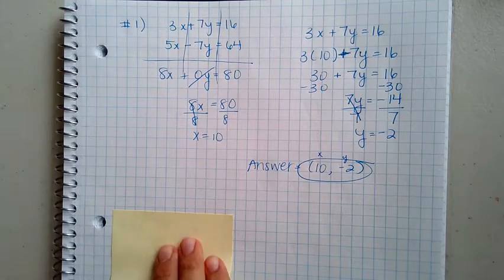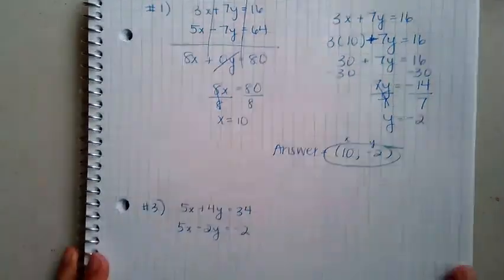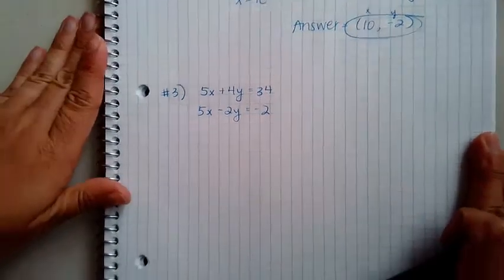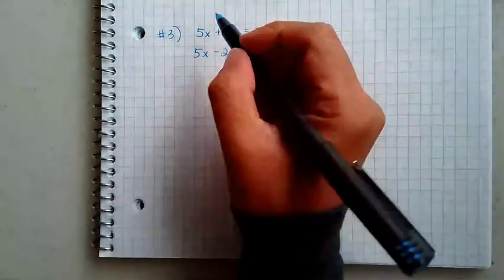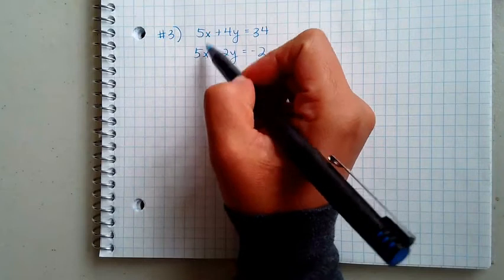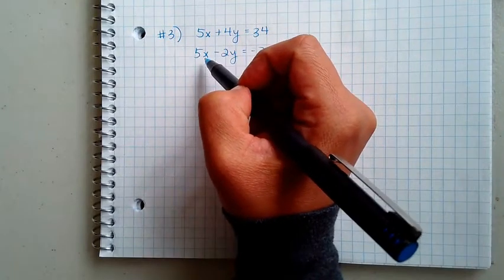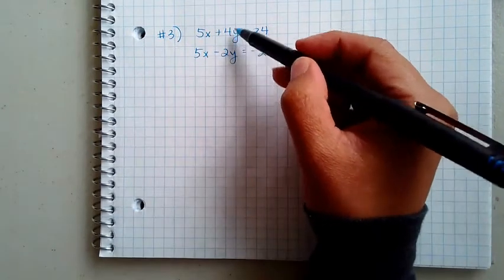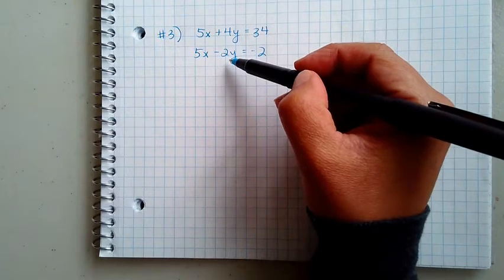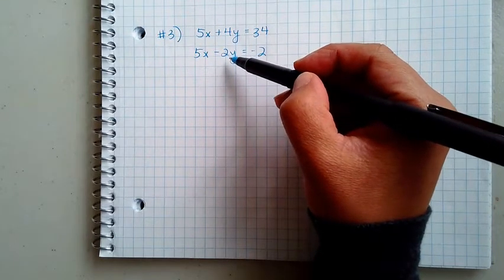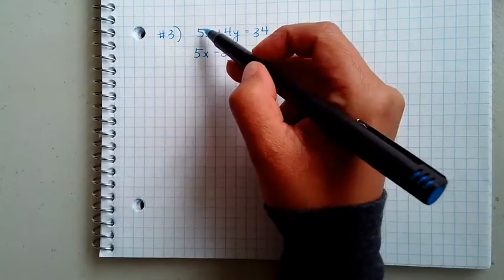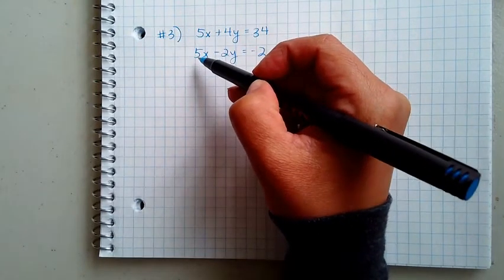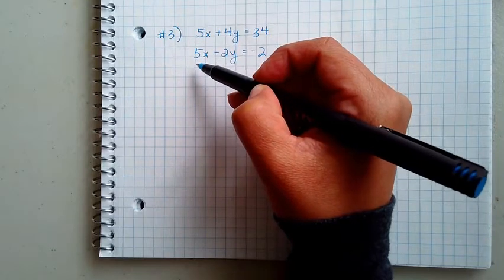Okay, now let's try the other one. So the other one is going to look a little different. For this one, if I add these two things together, that doesn't cancel. If I add these two things together, that doesn't cancel. I don't get a 0x or a 0y. So I'm going to need to do something else. So then I think, what if I subtracted these two things? Do I get a 0x? And the answer is yes to that.